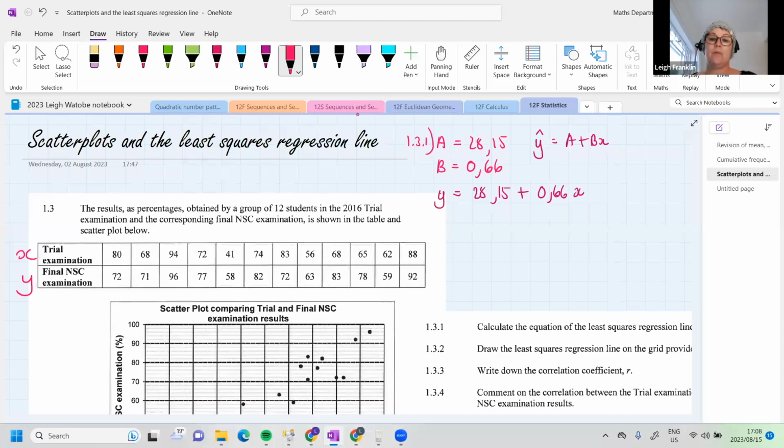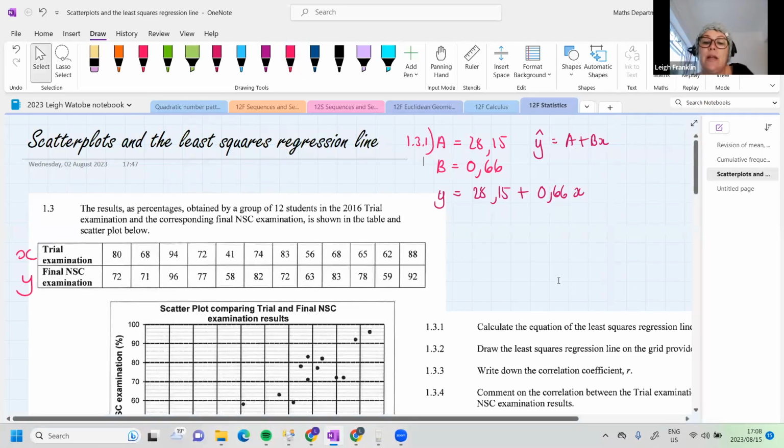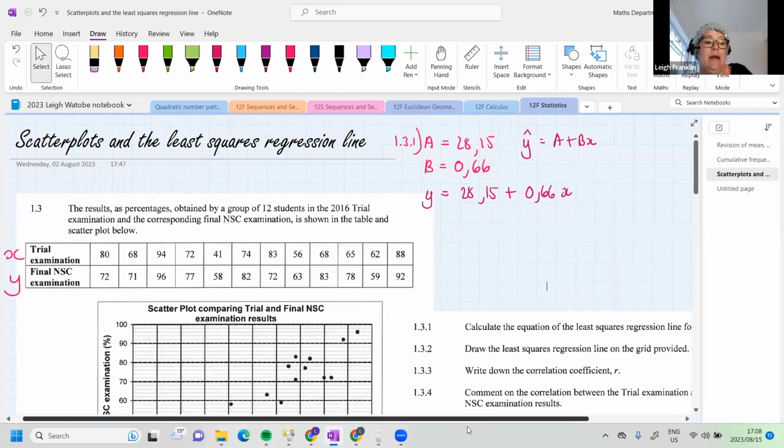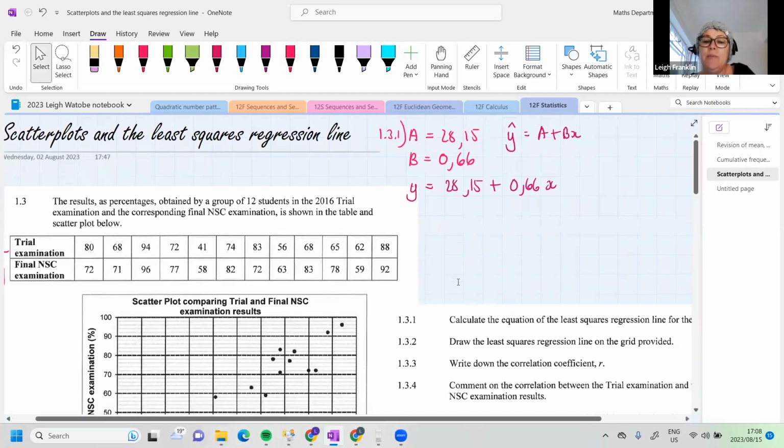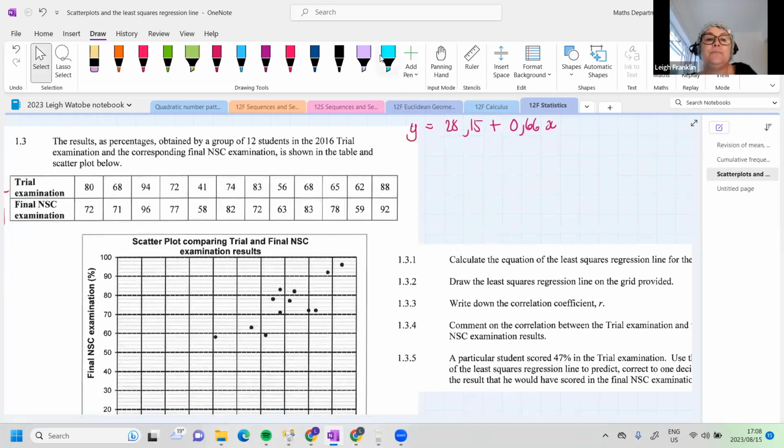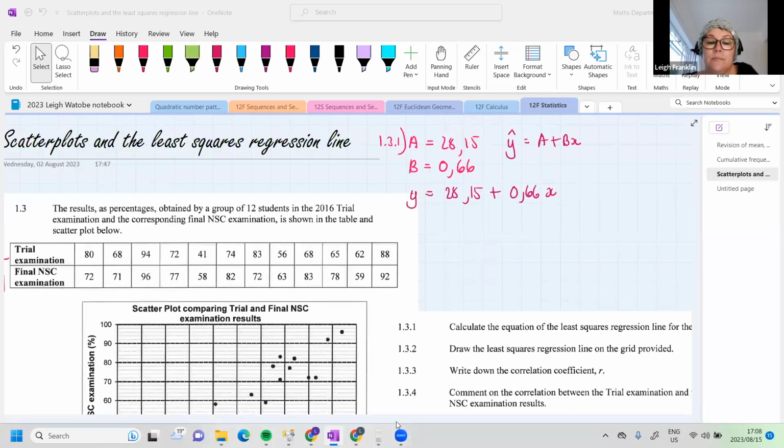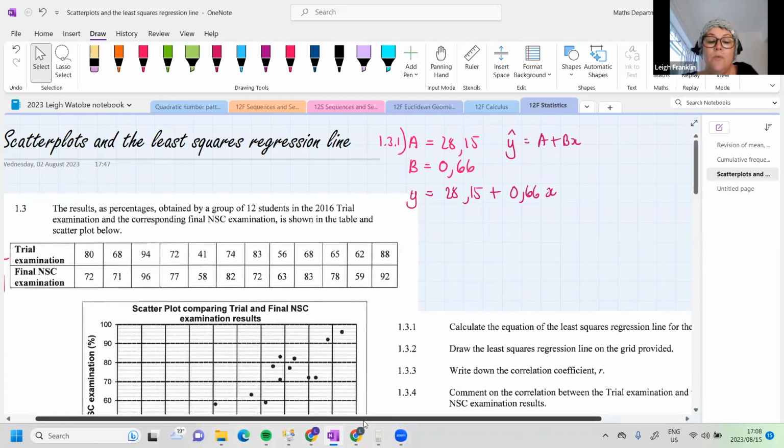What is the least squares regression line? I've just calculated its equation, but what does it mean? What does the least squares regression line actually mean for us in terms of our data? Does anybody know that? We leave it just like that, Minenhle. That's the answer. We're going to talk about what it means now.